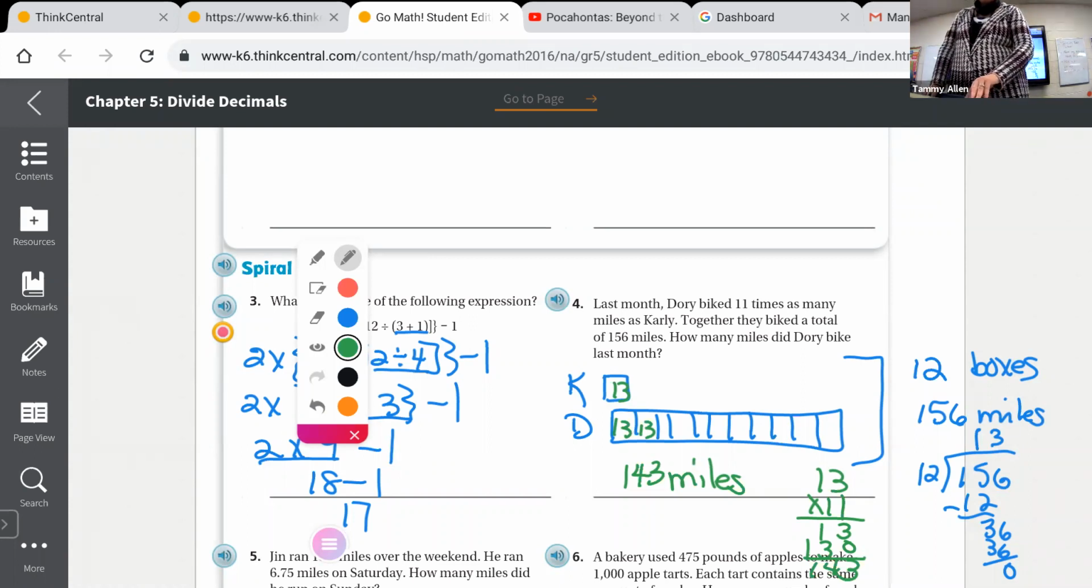And number 5, did you get 8,500 miles? Yep. Number 6, did you get 475 thousandths pounds? Yep. How many places did the decimal point move? 3 times. What direction? Left, because we were dividing by 1,000. Questions? Anybody? All right. You may put that away.